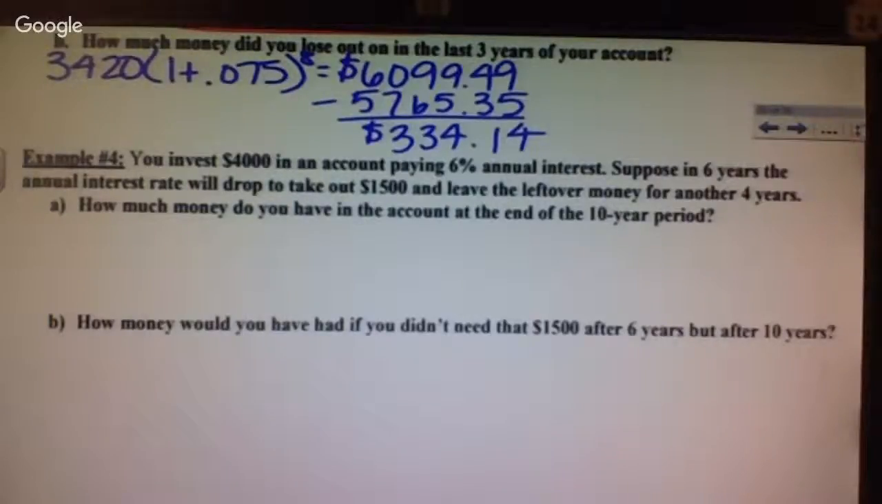So what's the first thing I got to do? I got to put this money in for what? $4,000. I got to put all my money in. 1 plus 0.06, raised to the 6th power. I need to put that money in for 6 years first.